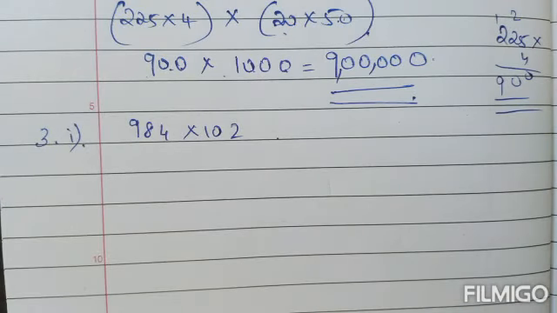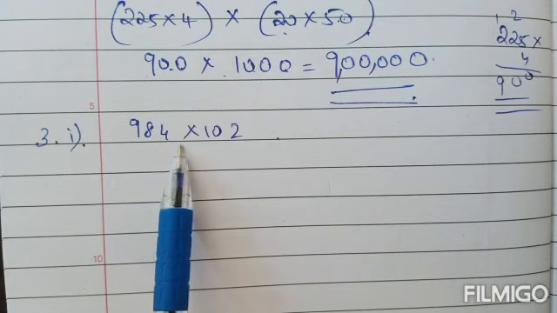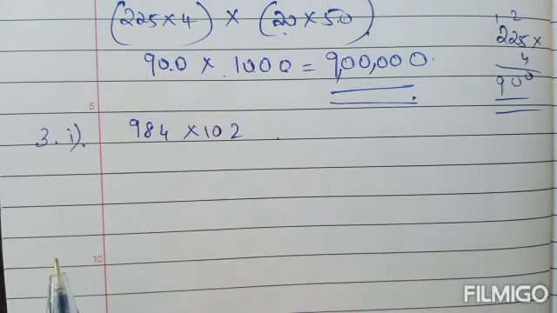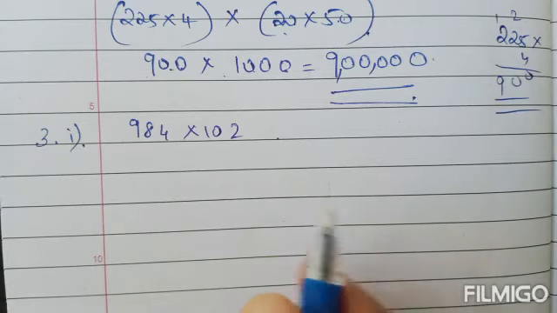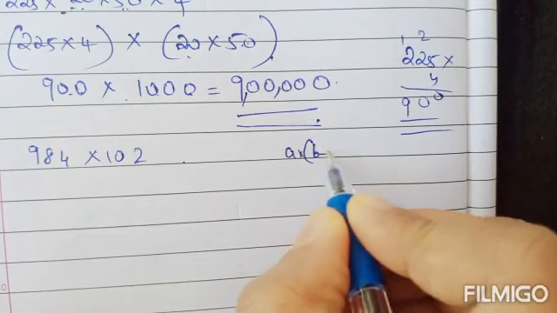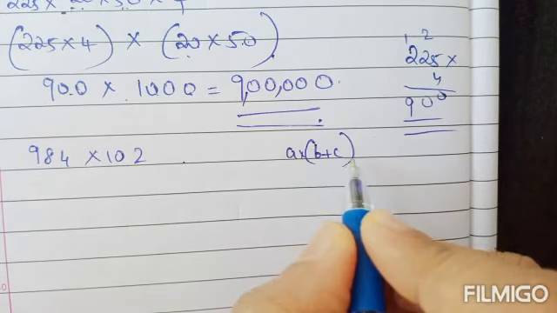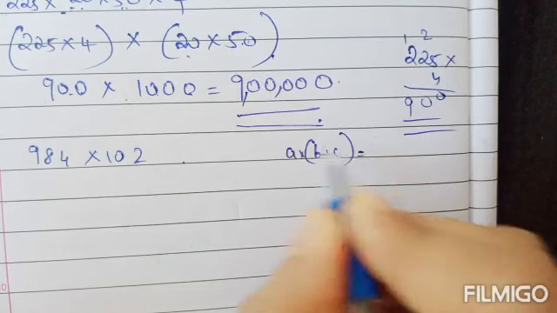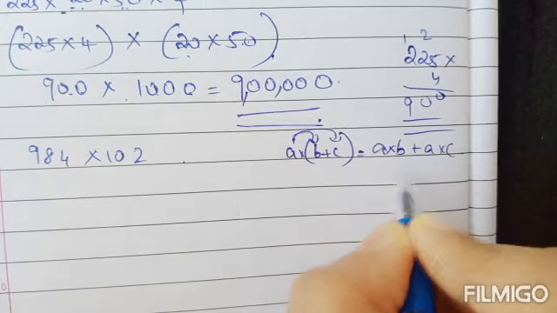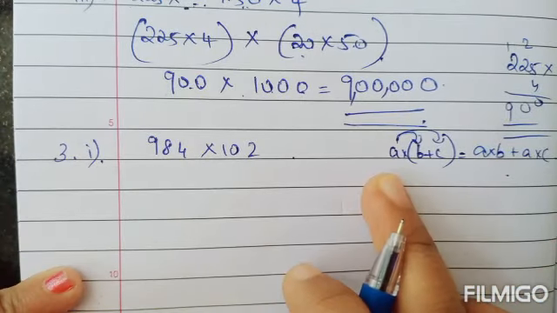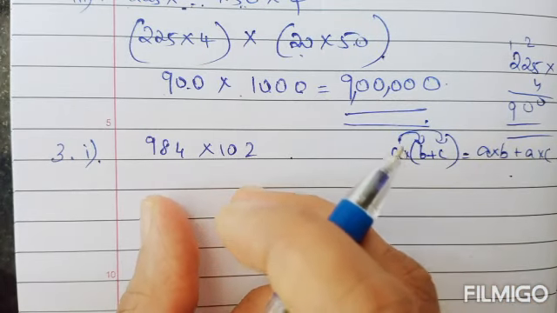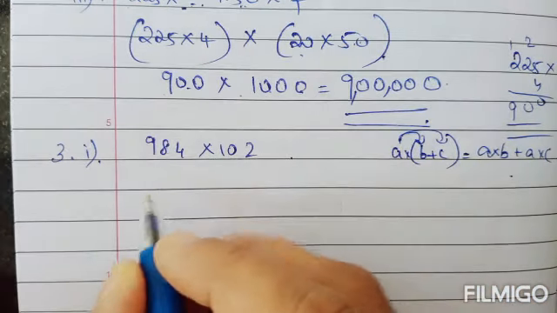Distributive law to evaluate. First one, 984 into 102. So you have to find the product using distributive law itself. Okay, we know the general form of distributive law, A into B plus C, or X into Y plus Z, anyways you can write, that will be equal to A into B plus A into C. This is distributive law. So in order to use distributive law, we have to change this form. Question's form we have to change.